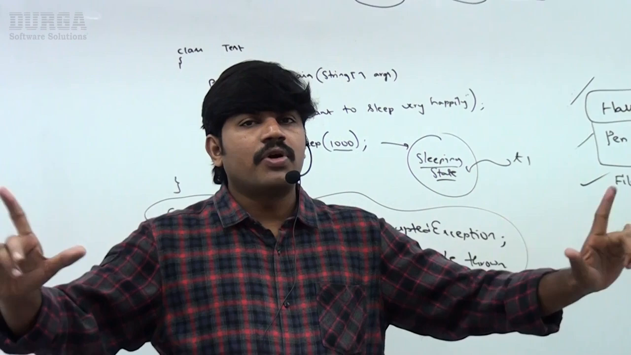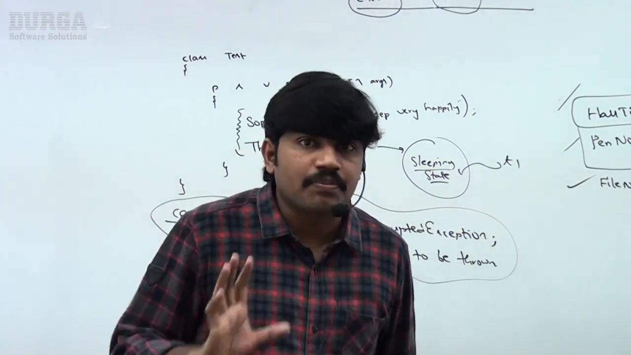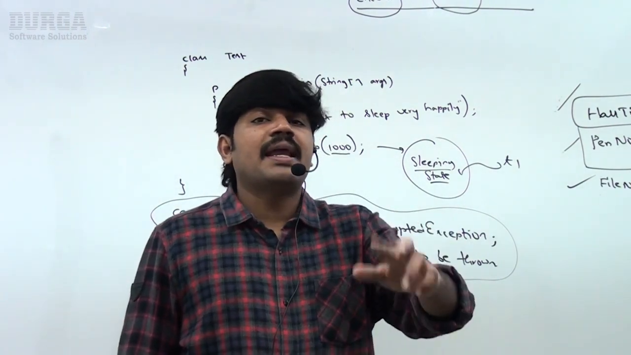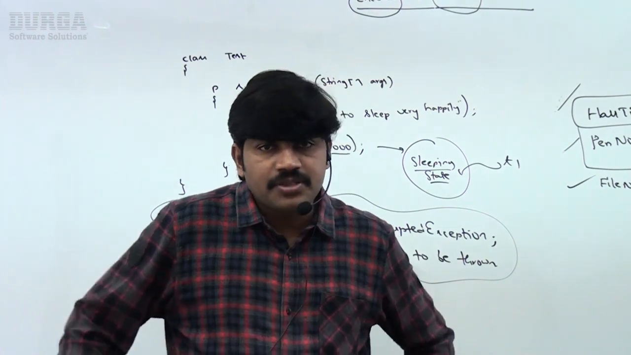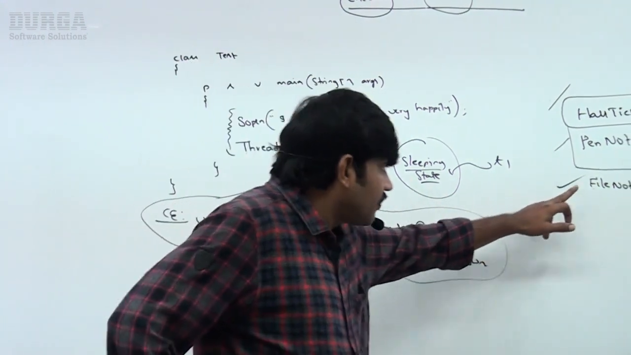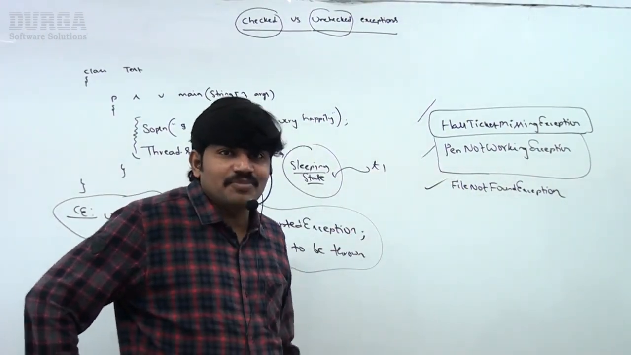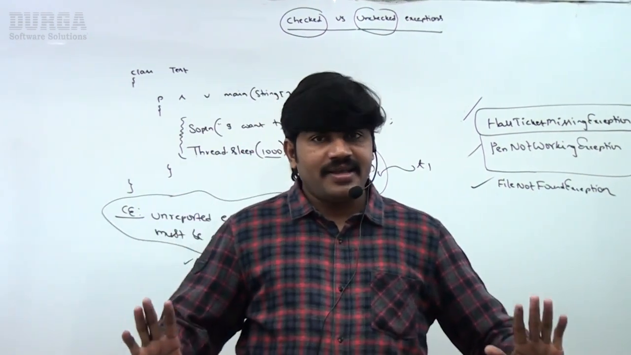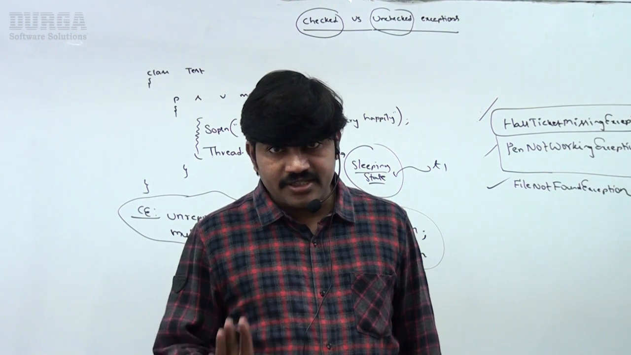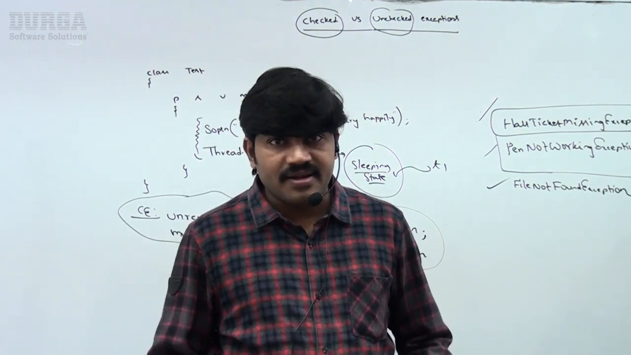Up to this it is clear. What is a checked exception? The exceptions which are checked by the compiler for smooth execution of the program at runtime, whether the programmer is handling them or not, such types of exceptions are called checked exceptions. Can you give an example? Okay: FileNotFoundException, InterruptedException, hall ticket missing exception, pen not working exception. These things are checked exceptions. Everyone got the clarity? What is a checked exception? If an interviewer asks what a checked exception is, go left and right. Clear, right?